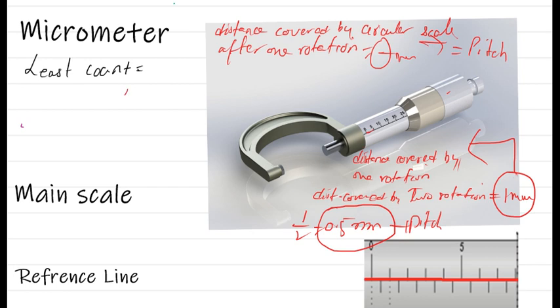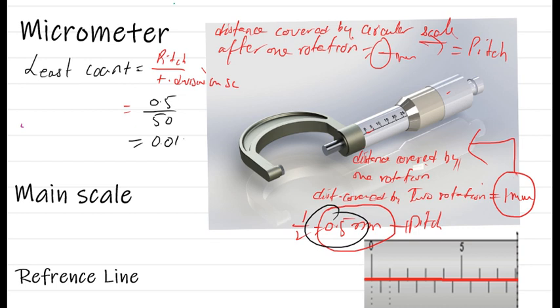As I said before, what is the equation? Pitch over total divisions on the circular scale. So how much is it? This one, 0.5, the pitch, and how much? 50. Okay, so after simplification we will get 0.01 millimeter. So this is the least count of a micrometer or the screw gauge.